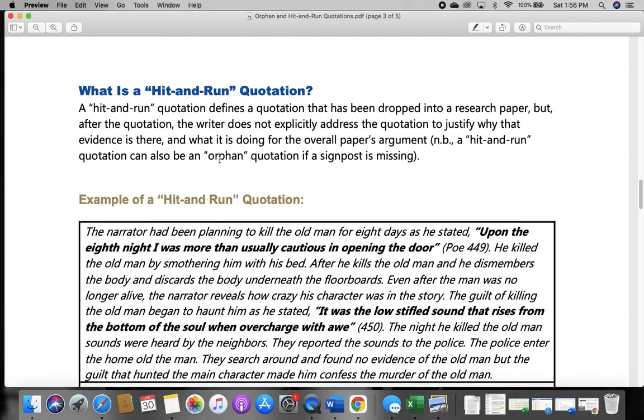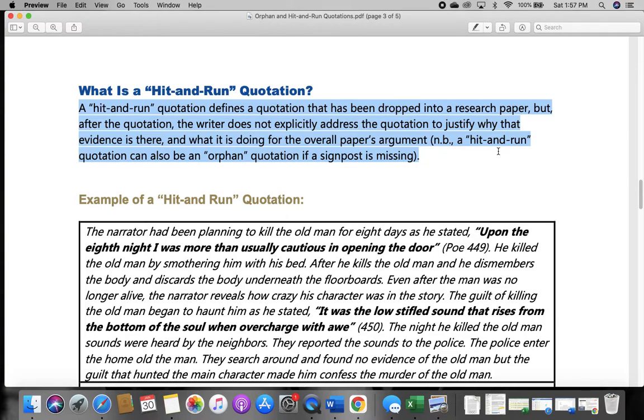So what is a hit and run quotation? A hit and run quotation is what I've been alluding to in a variety of metaphors: something that's just dropped into the paper and then you just walk away from it, you leave. It's kind of an aggressive metaphor, like a hit and run. Like if you think about a car hitting another car and then the car just driving away. That is the metaphor.